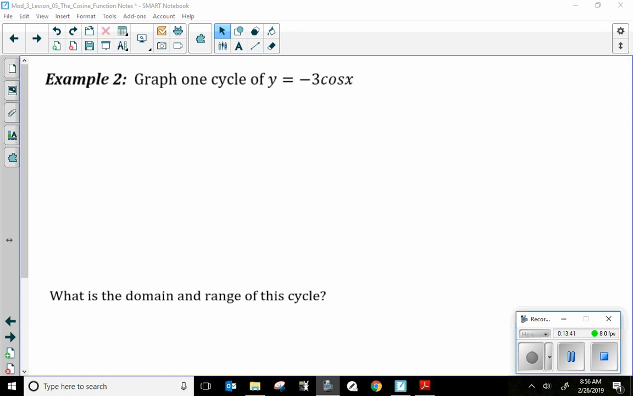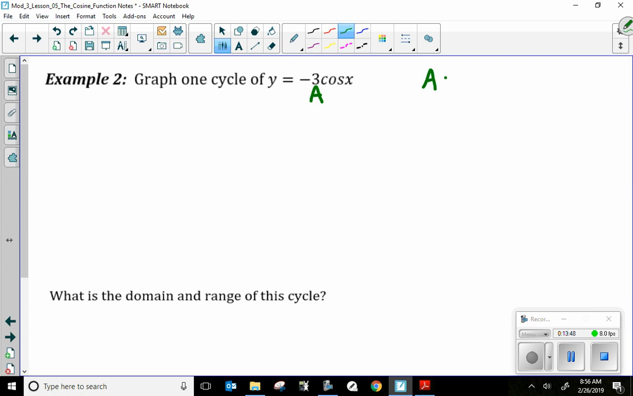Coffee, so good. Now, graph one cycle. My amplitude is -3. My frequency, that is technically a 1 right there. It's a 1x. So my frequency is 1, which means my period is 360 divided by 1, which is 360. I'm adding nothing to the outside, so my midline is still y equals 0, or the x-axis.